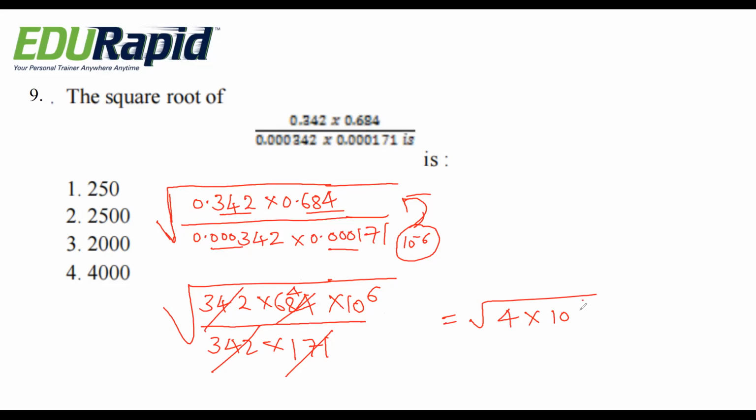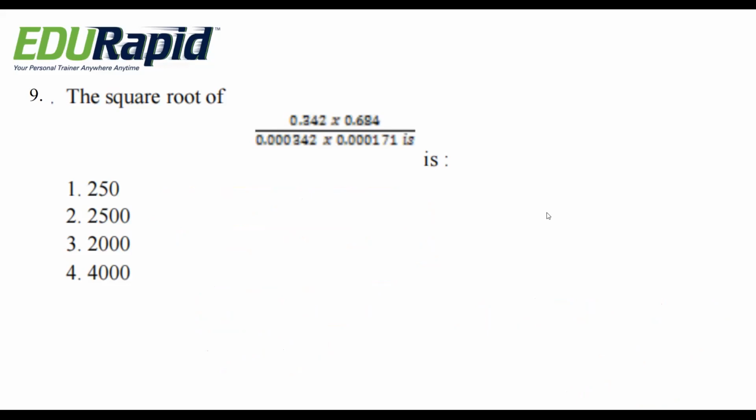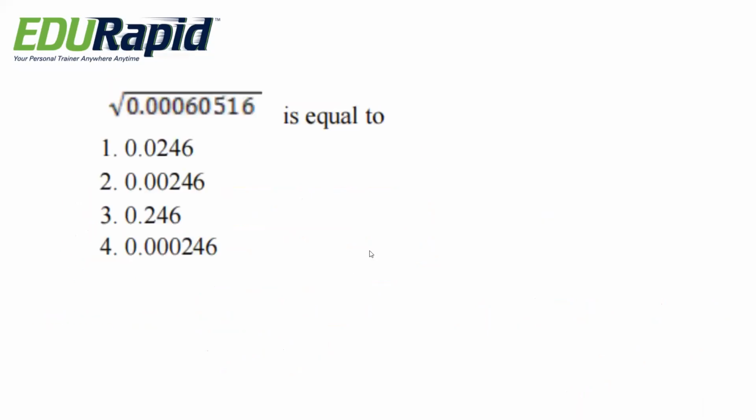So 4 into 10 power 6. So square root of 4 into square root of 10 power 6. Square root of 4 is 2, and 6 by 2 is 3. So 2000 is the right answer. It is option 3. Here you just have to eliminate the zeros and convert into numbers. These are very simple problems. Just practice.